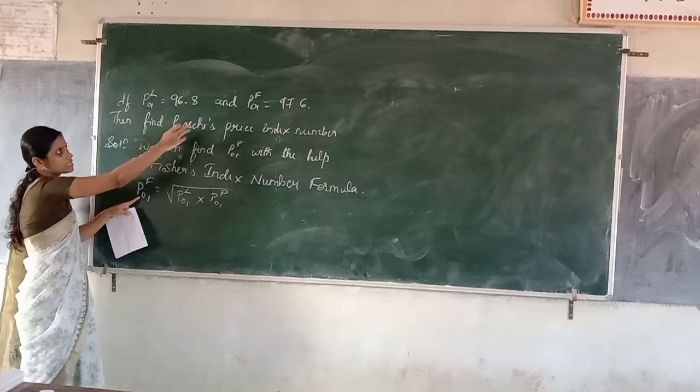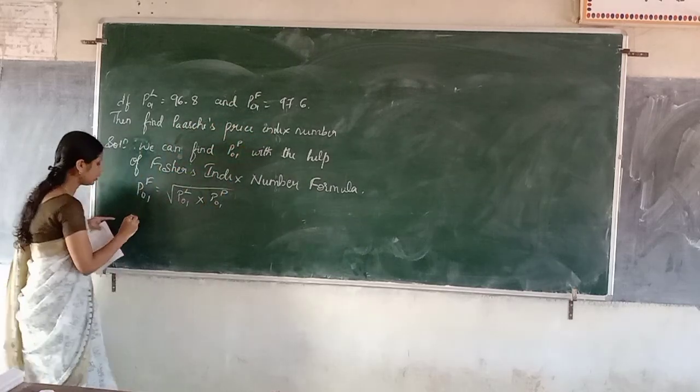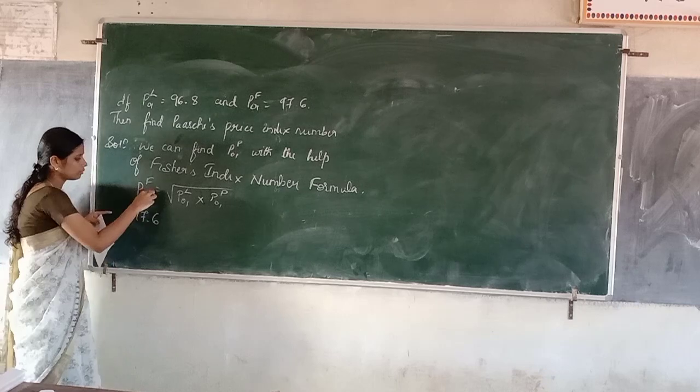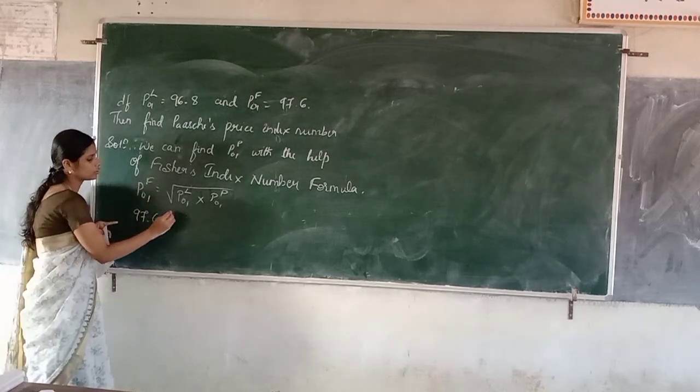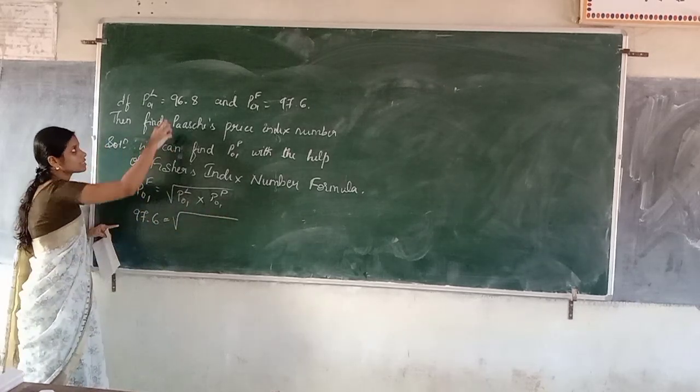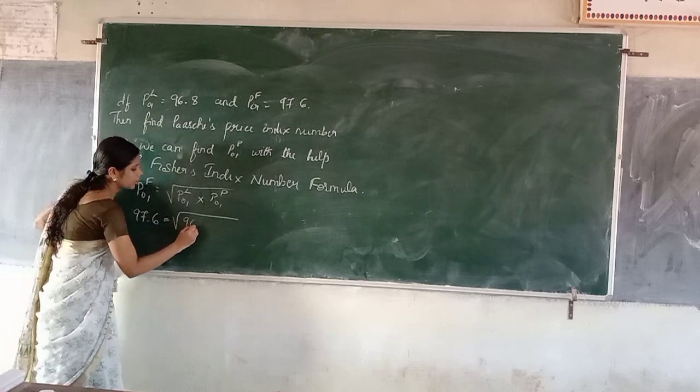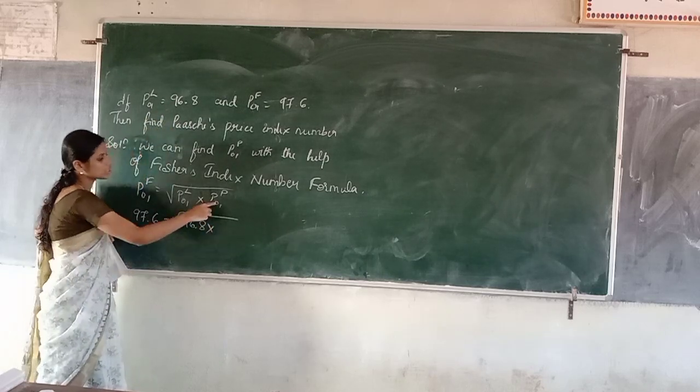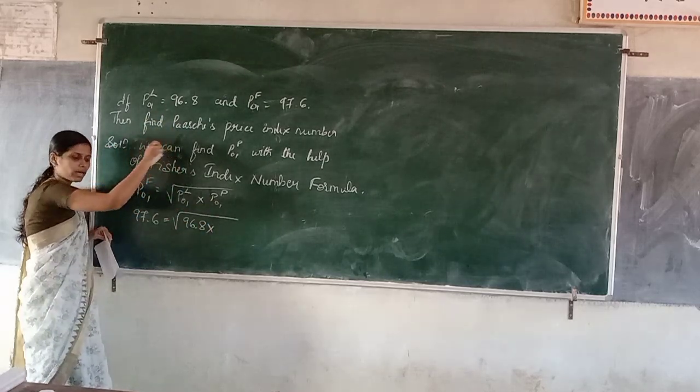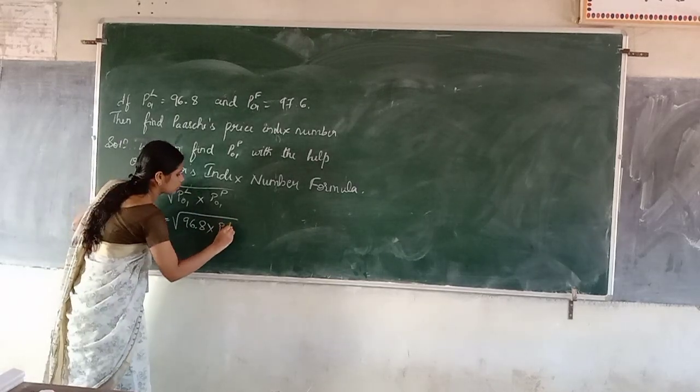So Fisher's price index number is given. It is 97.6. So write it as it is below: Fisher's price index number 97.6. Then square root of last year's index number, which is 96.8, into past year's price index number, which we have to calculate. So write as it is: past year's price index number.